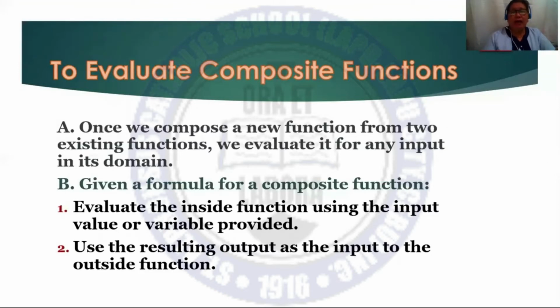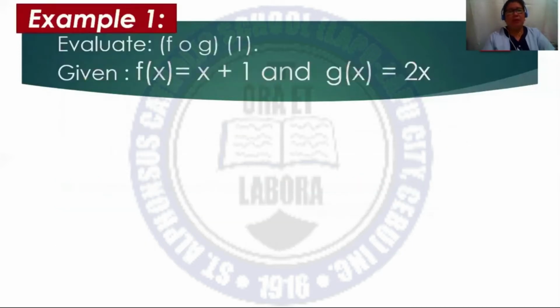Or you can have letter B, given a formula for a composite function, first, evaluate the inside or the inner function using the input value or variable provided. And number 2, use the resulting output as the input to the outside function. Let us have an example. Example number 1. The solution that I'll be showing you is using option number 1.